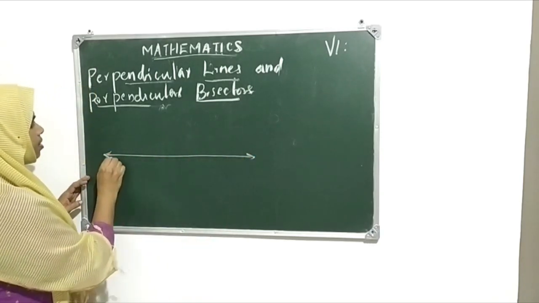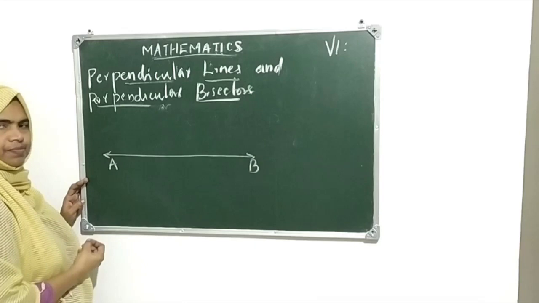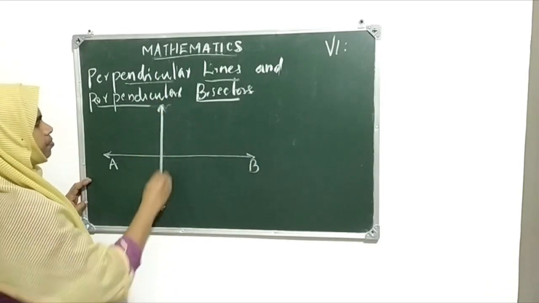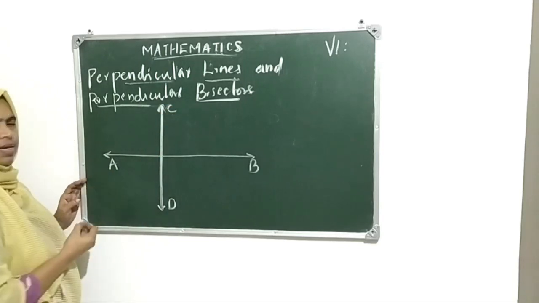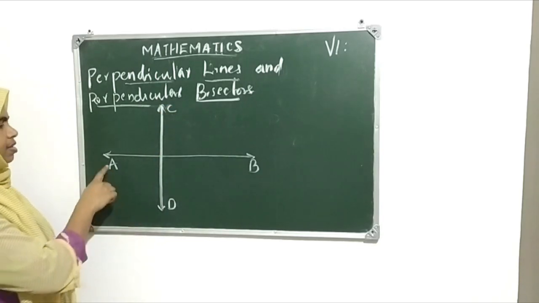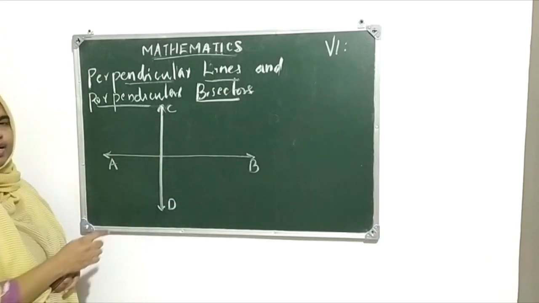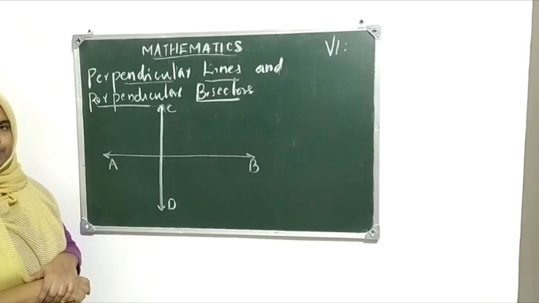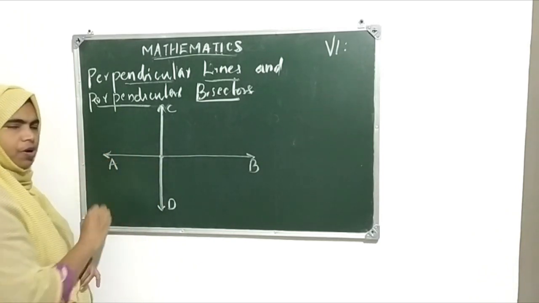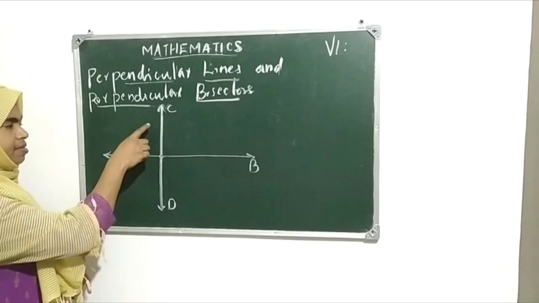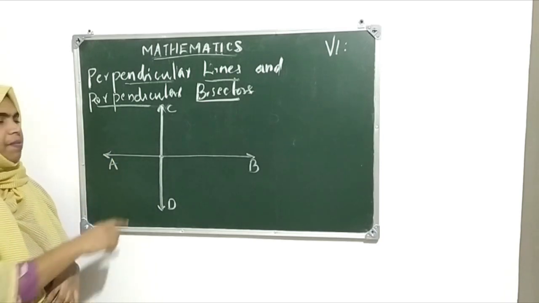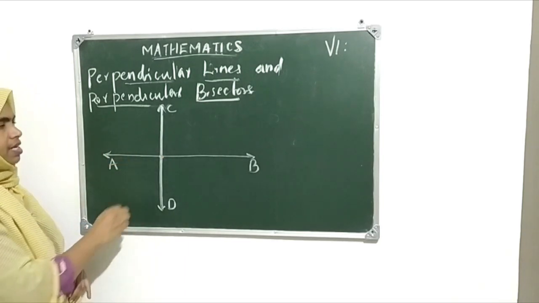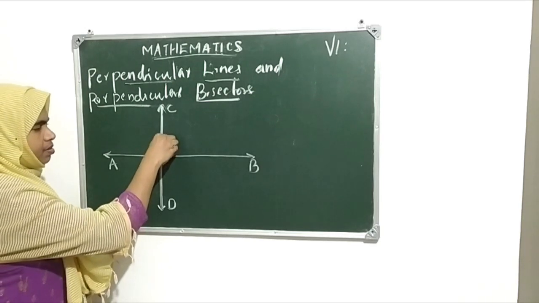This is line AB. This is line CD. This is line AB and this is line CD. These lines are intersecting lines. Here, this is the point of intersection. Intersecting lines means meeting together, meeting at a point. Here, this is the point. See here, in between the lines.